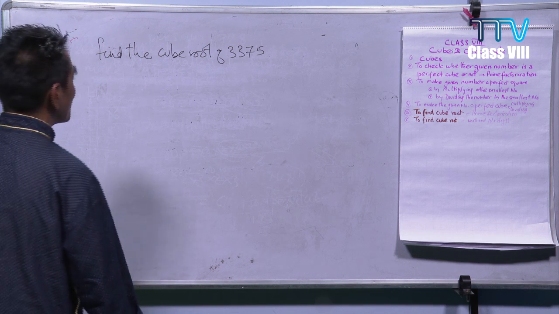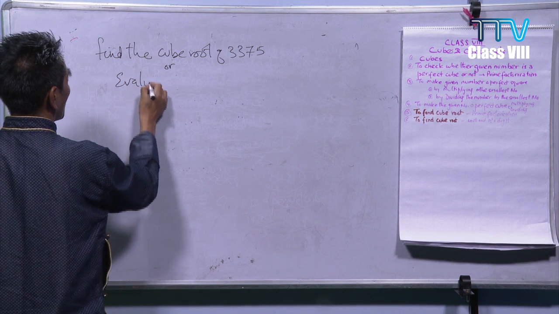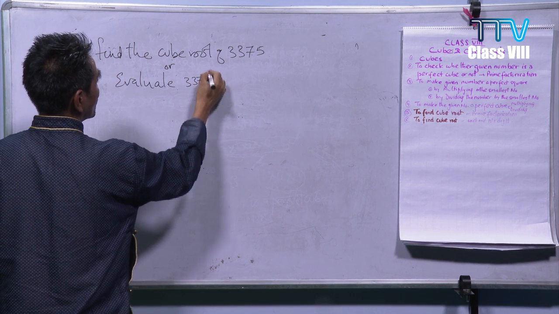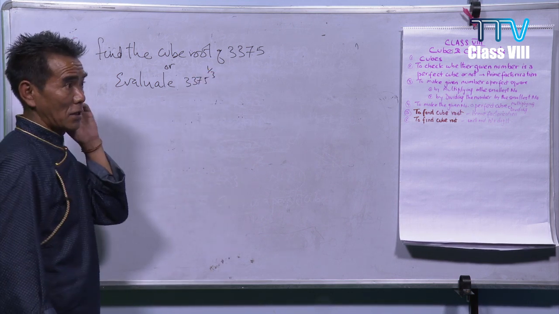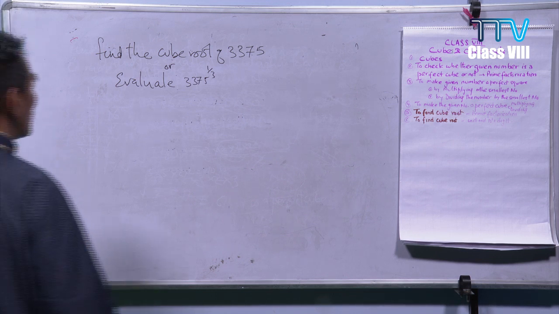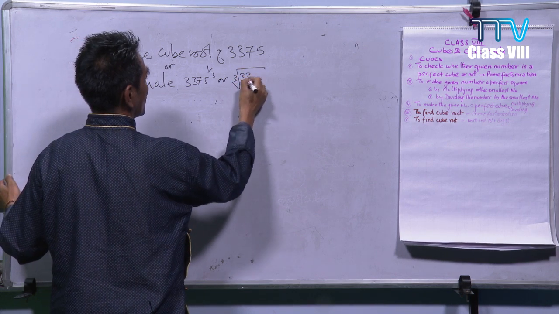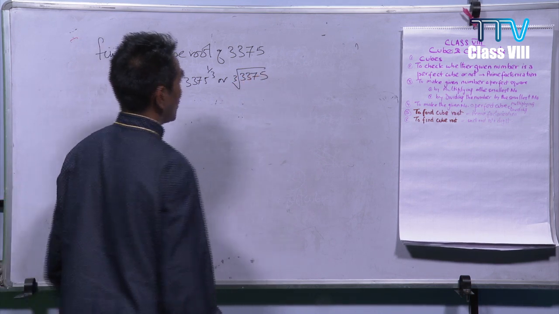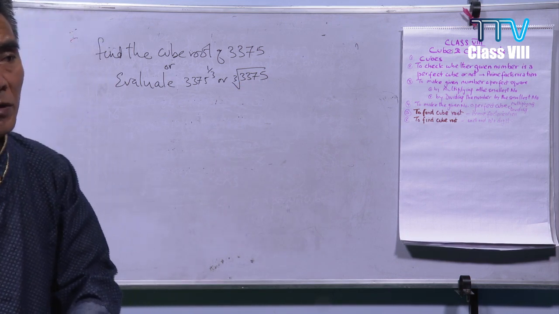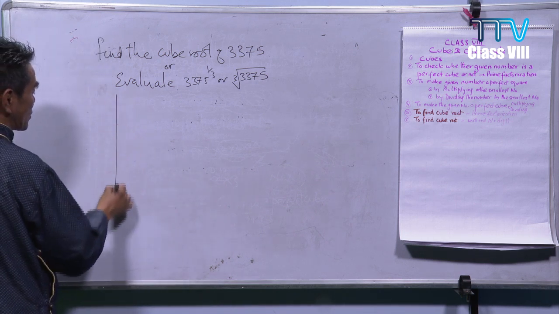Find the cube root of 3375. Evaluate 3375 raised to the power 1 upon 3. You can write the cube root as a rational exponent. Okay, let's take the prime factors of this.